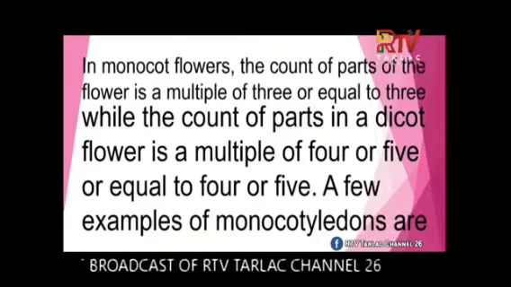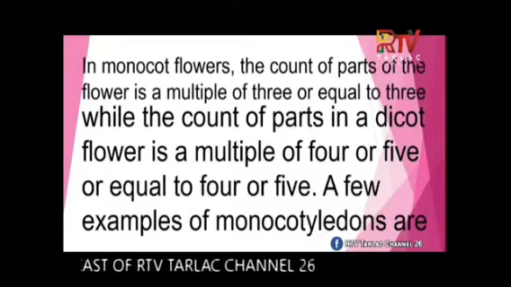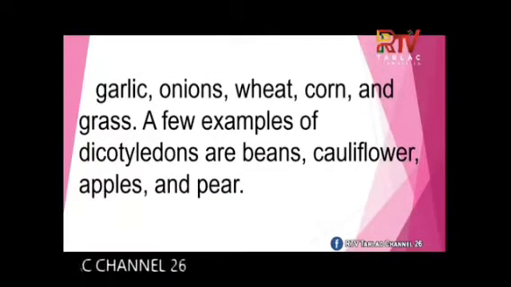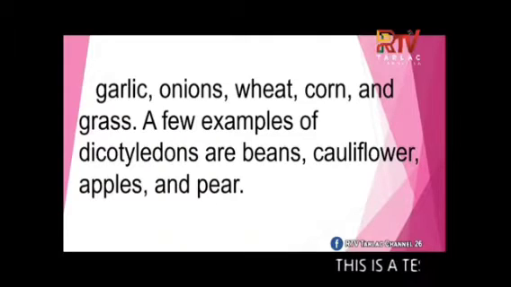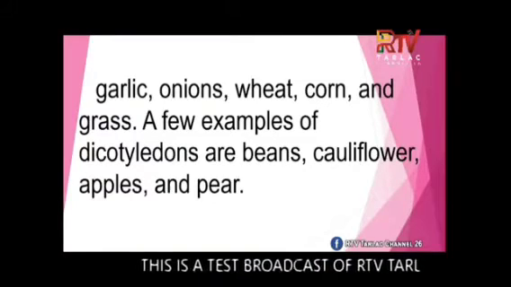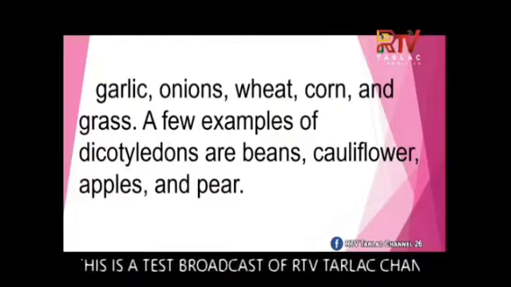A few examples of monocotyledons are garlic, onions, wheat, corn, and grass. A few examples of dicots are beans, cauliflower, apples, and pear.